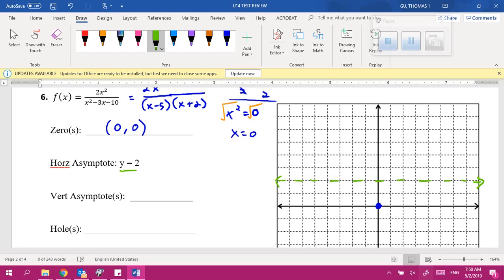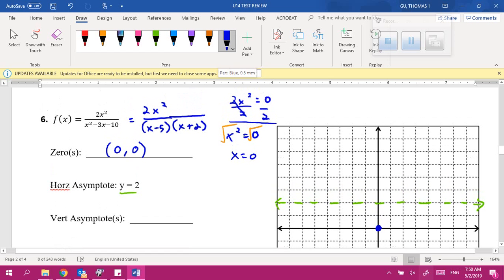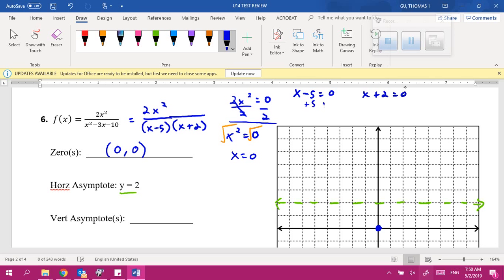Vertical asymptote, do you know how to find the vertical asymptote? Set the bottom factors equal to 0. My bottom factors here are x minus 5 and x plus 2, right? So I'll take each of those and set it equal to 0. x minus 5 equals 0. x plus 2 equals 0. So what are my vertical asymptotes? x equals positive 5 and x equals negative 2. Those are my two vertical asymptotes.